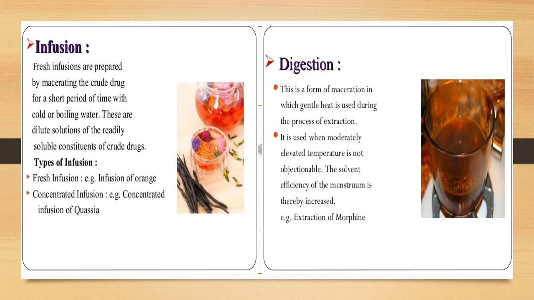It is a form of maceration in which gentle heat is used during the process of extraction. It is used when a moderately elevated temperature is not objectionable. The solvent efficiency of the menstruum is thereby increased. Example: morphine extraction can be done through this digestion process.